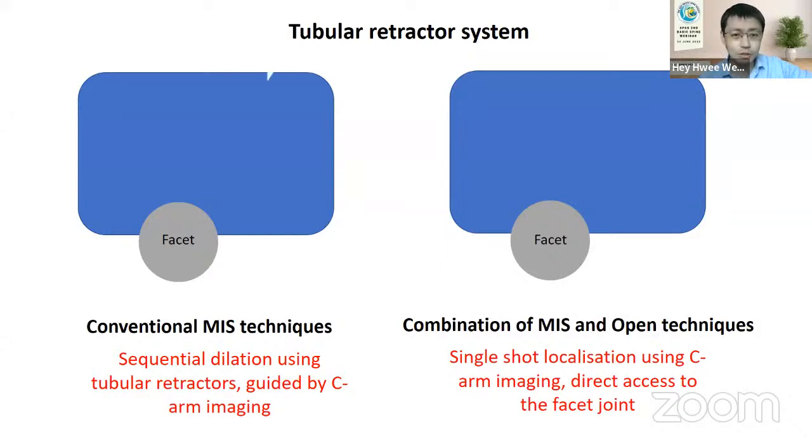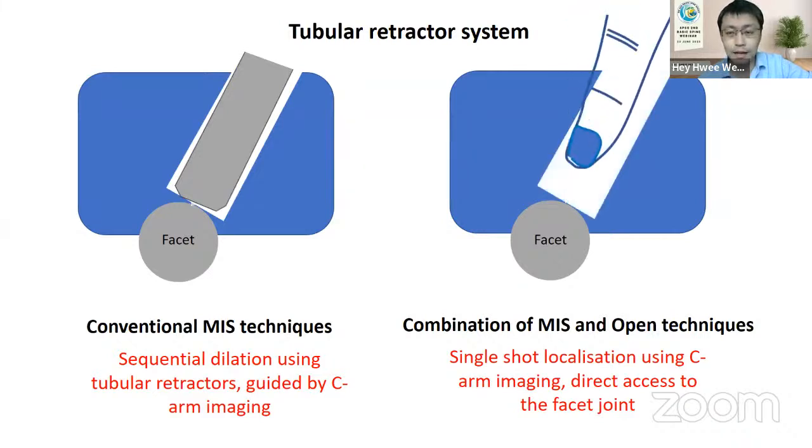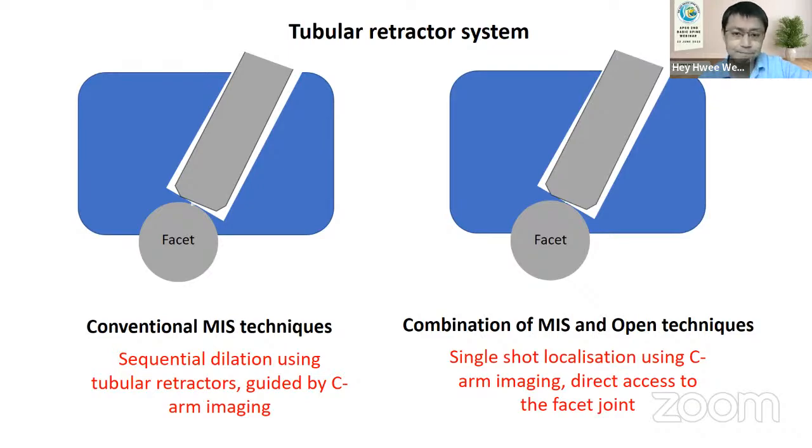So conventional techniques use multiple serial dilation and then X-ray views and then finally docking the tubular retractor. I tend to use a single shot view where I dock on the facet joint. With the finger, I dilate it and then I pull in straight away with my tubular retractor. That saves time and increases efficiency.